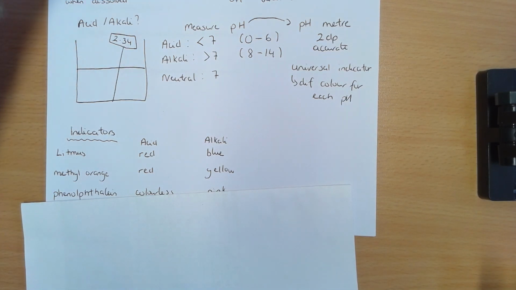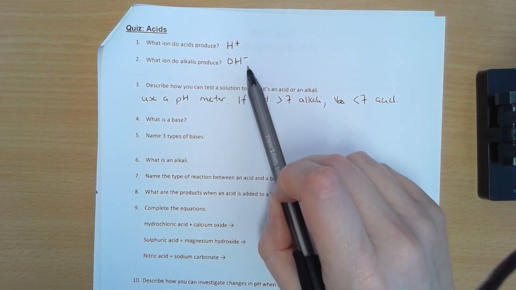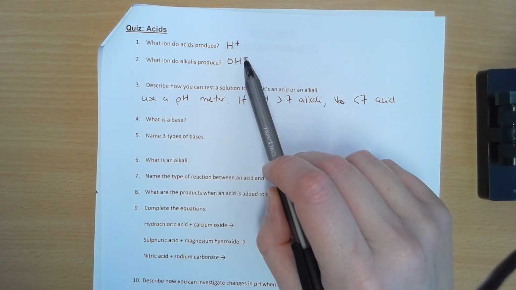Right, I want you to answer questions 1, 2, and 3 on the next page. Okay, so there's our answers. Ion is H+, for alkalis it's OH-. Make sure you give the charges or you won't get your marks.